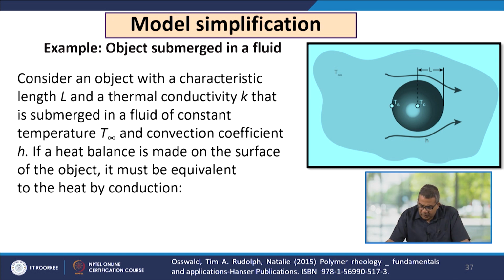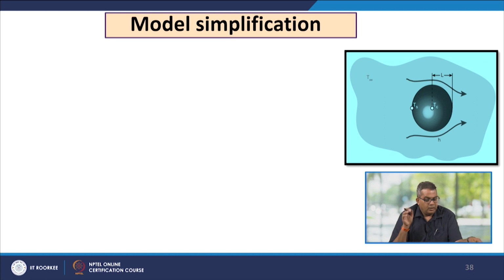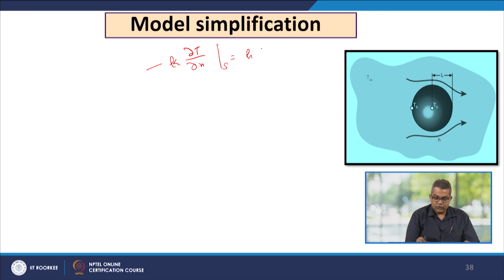Now, let me give you an example of an object submerged in fluid. Consider an object with the characteristic length L and the thermal conductivity K that is submerged in a fluid of constant temperature T infinity and the convection coefficient h. If a heat balance is made on the surface of the object, the heat by convection must be equivalent to the heat by conduction. Now, this can be represented like this: minus K ∂T/∂n equals h (Ts minus T infinity).